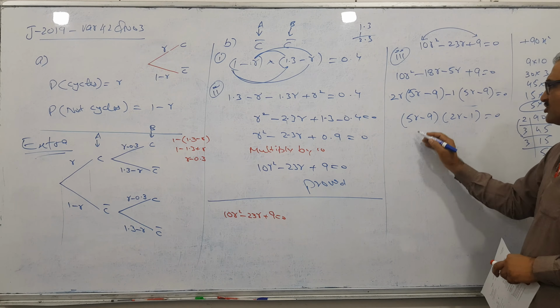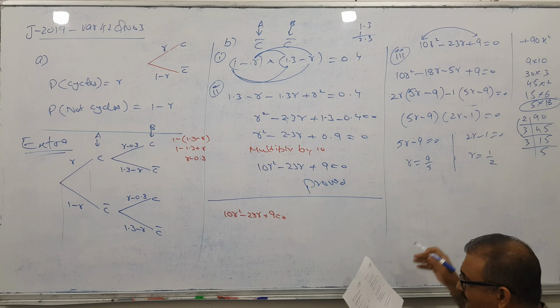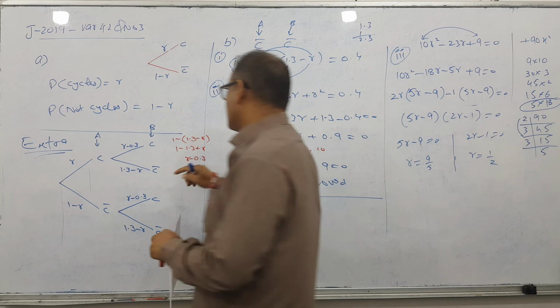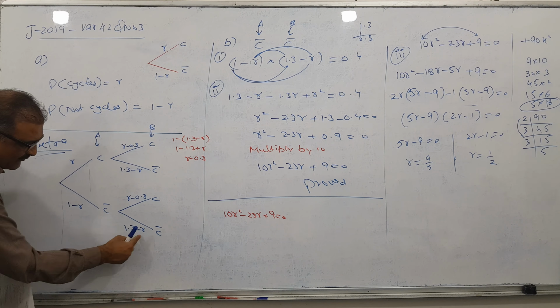So first term equal to 0 or second term equal to 0. So I got r is equal to 9 by 5 and I got r is equal to half. He asked me to factorize and solve for r. Find the probability that B does not go cycling. So you know this is okay. I have to put it here.